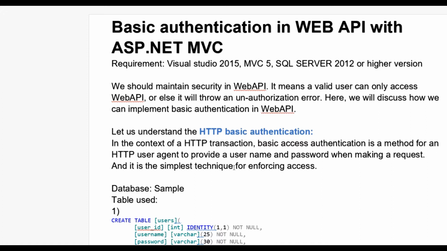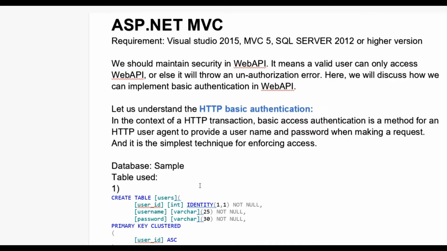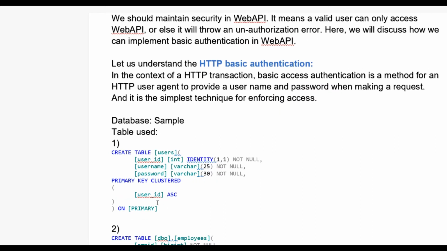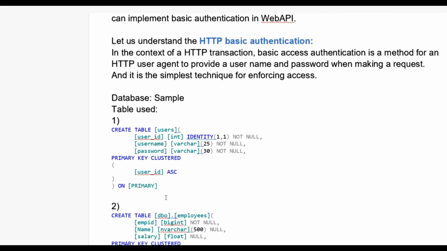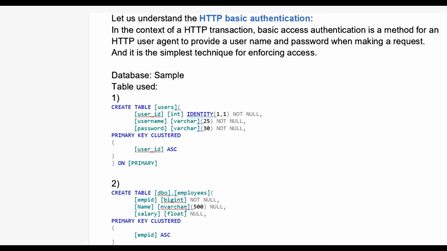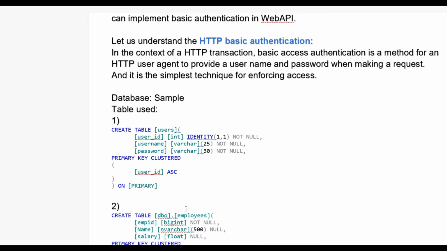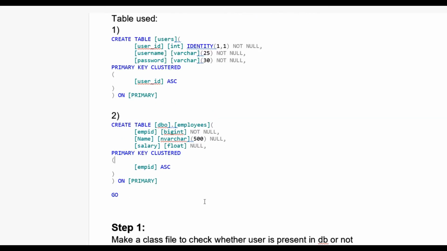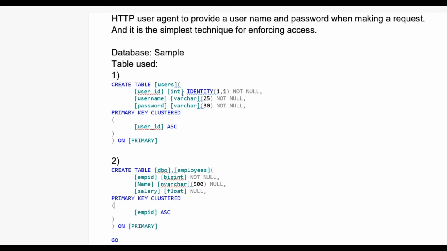Here we have used a sample database and basically two tables. One is for users, with user ID, username and password. I have defined user ID as the primary key. The second table is the list of employees, which can be accessed only after basic authentication. It has employee ID, name, and salary, and I have defined employee ID as the primary key. So we need two tables in the database, users and employee, which we have already created in the sample database.